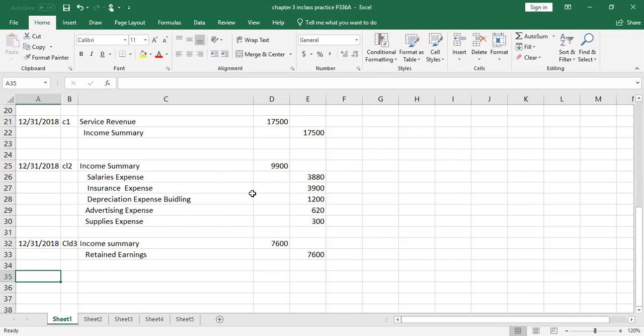That's all we're doing. I call it the layover account. It's kind of like service revenue is on its way to the retained earnings account. And instead of getting a direct flight, it has to lay over in the income summary. And that's really what's occurring there. Same with the expenses. They have to lay over in the income summary before reaching their final destination, the retained earnings. Any questions?